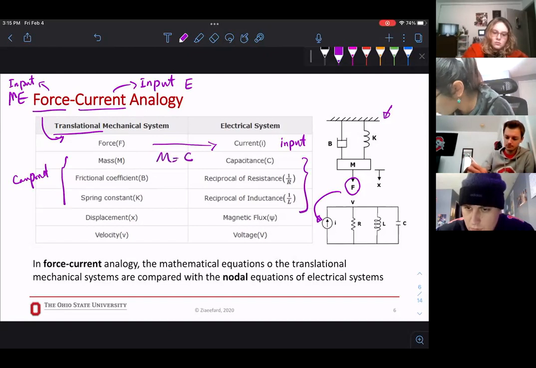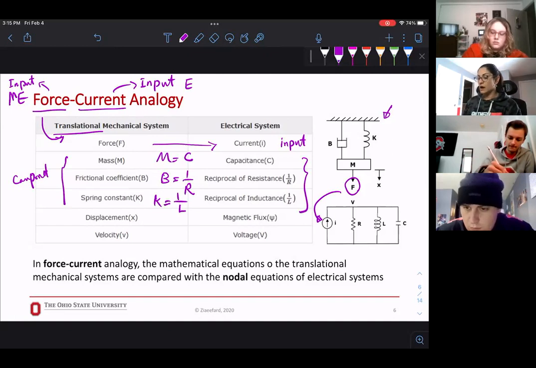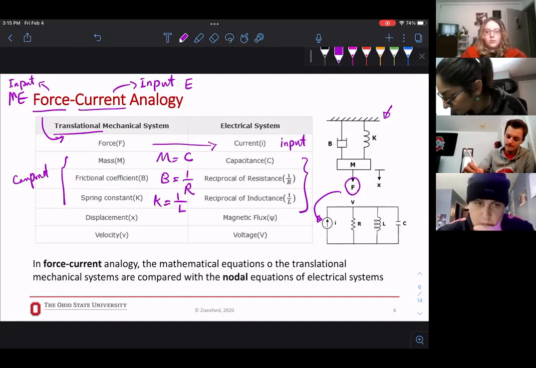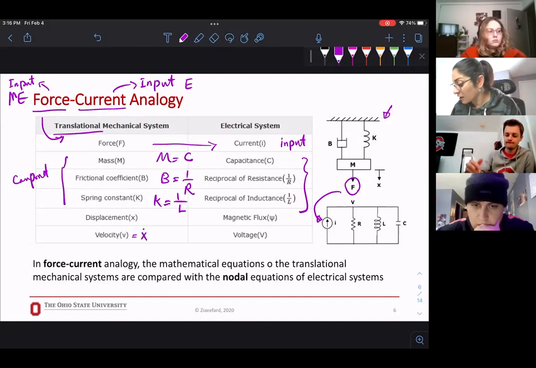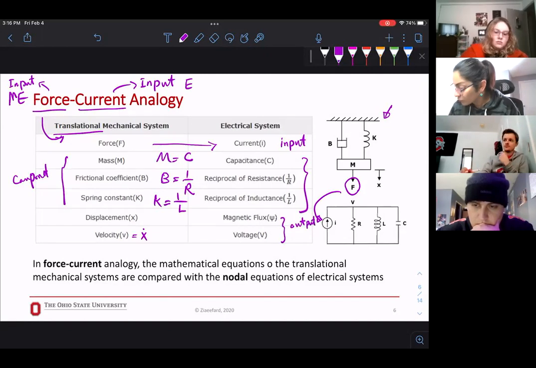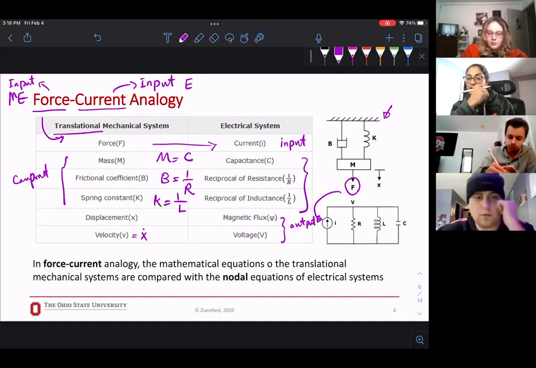But now there is a difference here. M is going to be a C, B, your frictional coefficient is 1/R, and spring K is 1/L. So now your storing will become 1/inductance. Then your displacement X and V, which V is X dot, so X and X dot are your magnetic flux and voltage. So if one of these two output is something you're looking for, you can use force current analogy. Usually we use nodal for this, all right?